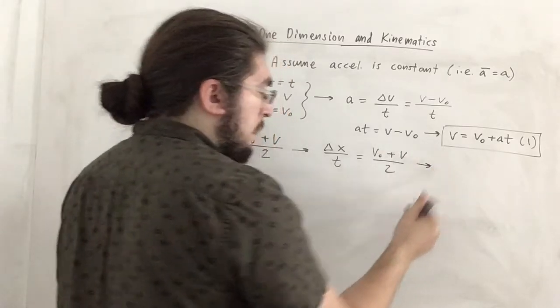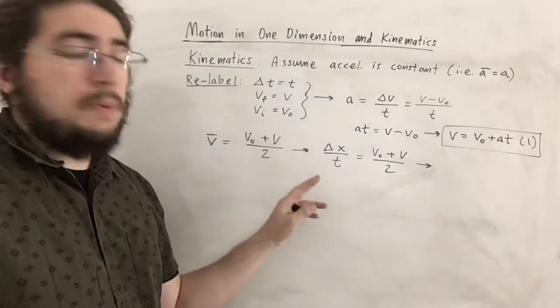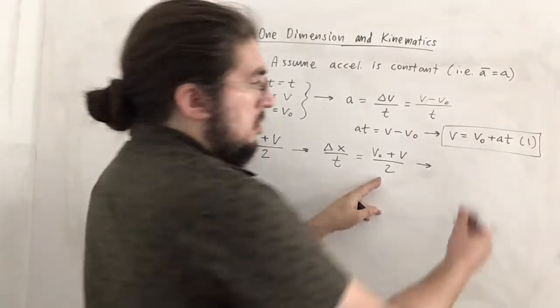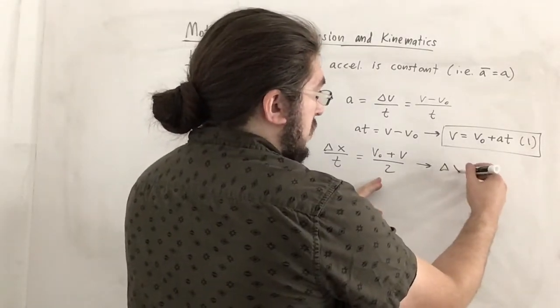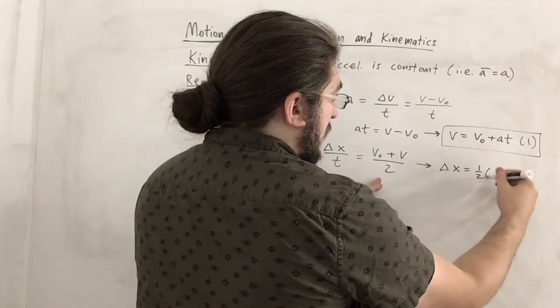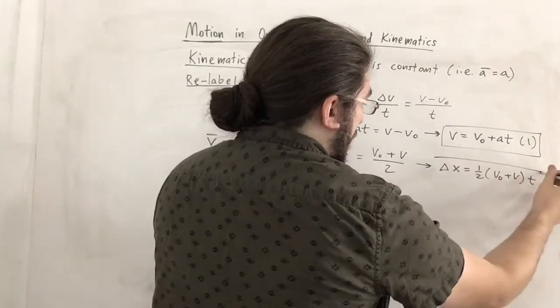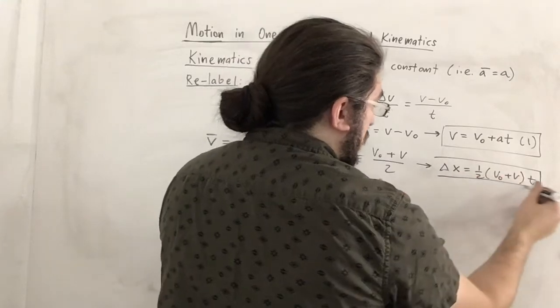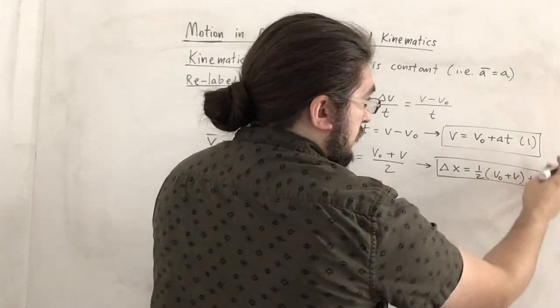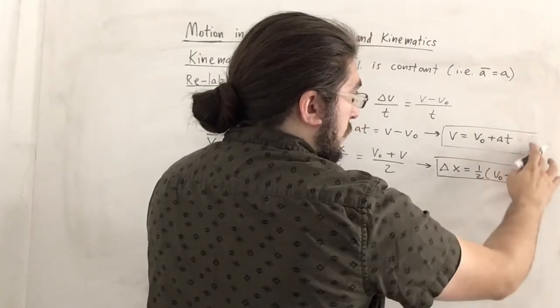So let me do this. Allow me to solve for delta x by multiplying both sides by t and bring this 2 as a 1/2 out in front. So we'll get delta x is equal to 1/2 times the quantity v naught plus v times t. So it ends up not being the most useful. Let me actually put this outside of the box.